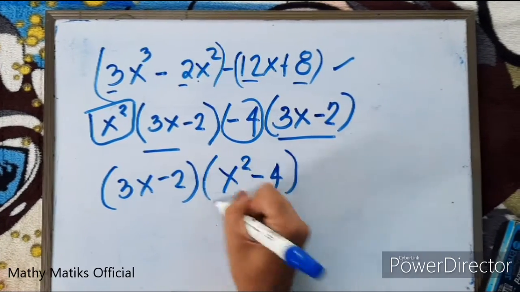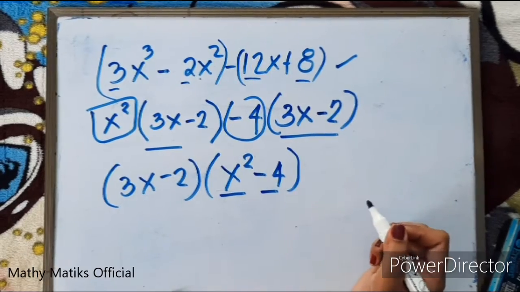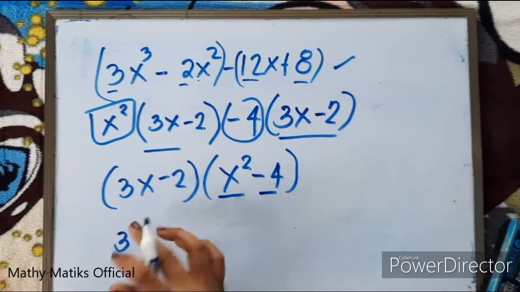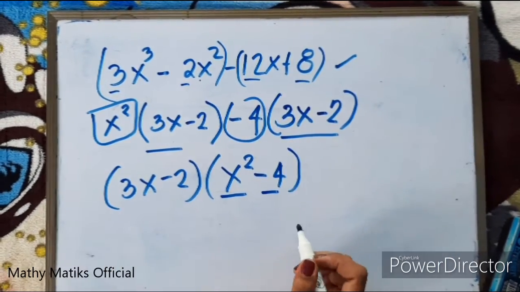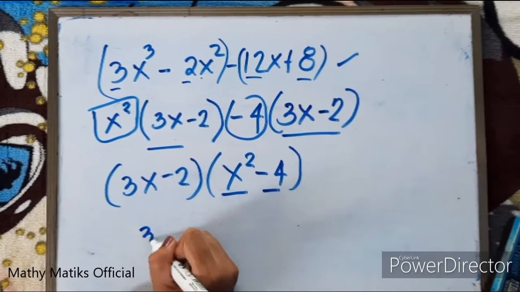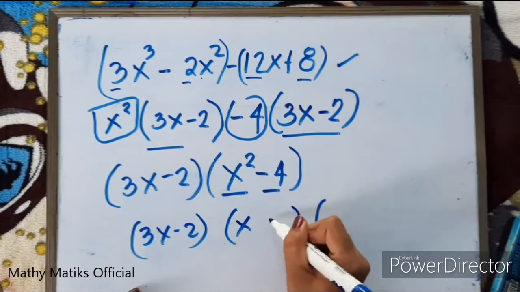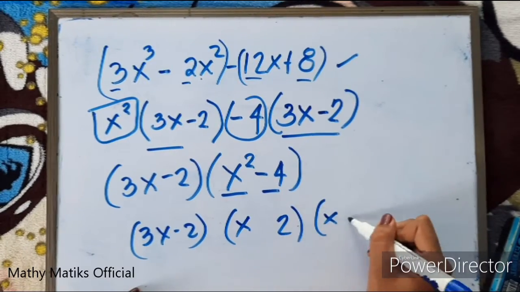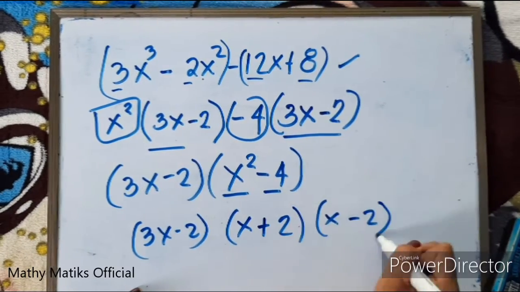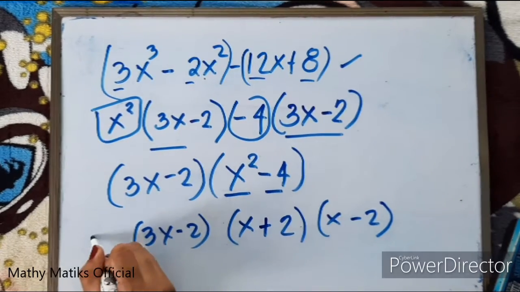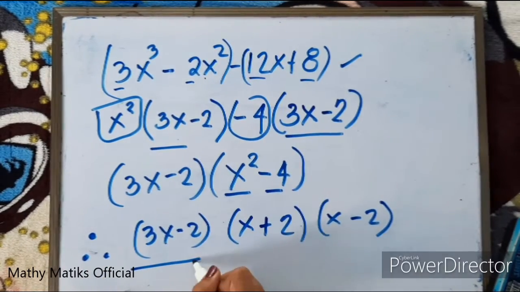As you can see here, we still have a perfect square binomial. So the factors of this are x plus 2 and x minus 2. So the final factored form of our polynomial is 3x minus 2 times x plus 2 times x minus 2. Okay, that's how you can factor a polynomial with 4 terms.